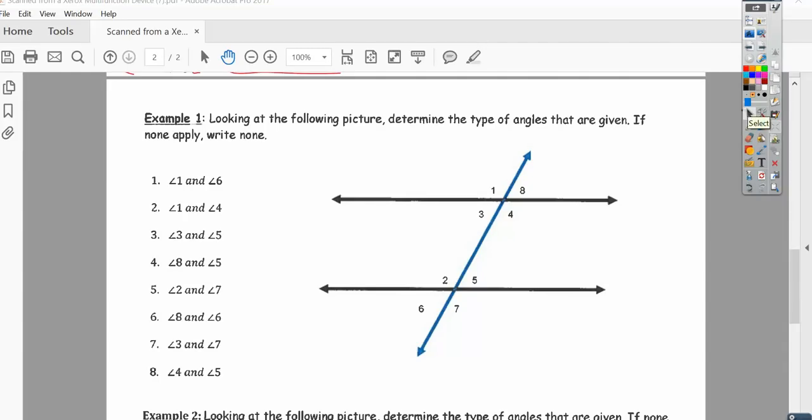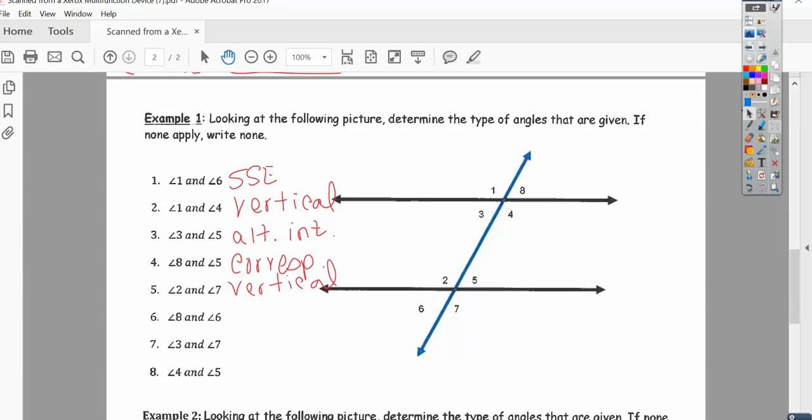So if we look at number 1, angle 1 and angle 6, they're same side exterior angles. Angle 1 and angle 4, well, they're vertical angles. Angle 3 and angle 5, they're alternate interior angles. Angle 8 and angle 5, they're corresponding angles. Angle 2 and angle 7, they're vertical angles again. Angle 6 and angle 8, they're alternate exterior.